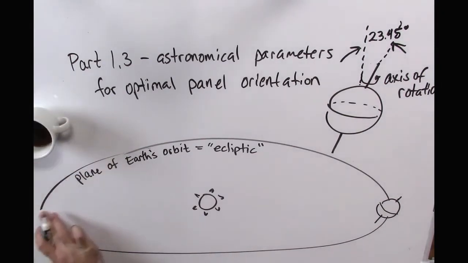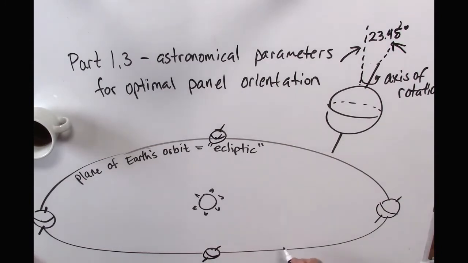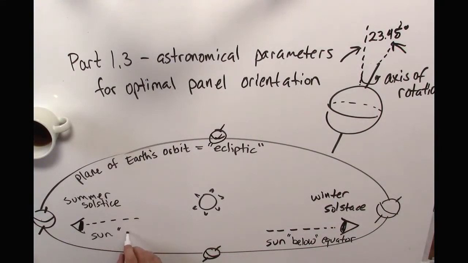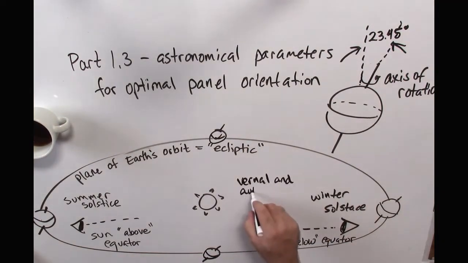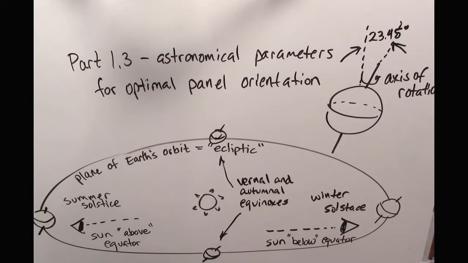Now, if we look at that part of the Earth's orbit when the south pole is closest to the sun, we call that the winter solstice. And if we look off from the Earth at the sun, we will see that the sun seems to be below the equator or south of the equator. And that point where the north pole is closest to the sun is called the summer solstice. And when we look at the sun, it seems to be above or north of the equator. And the other 2 points here are our vernal and autumnal equinoxes. Those don't come into play quite as much.